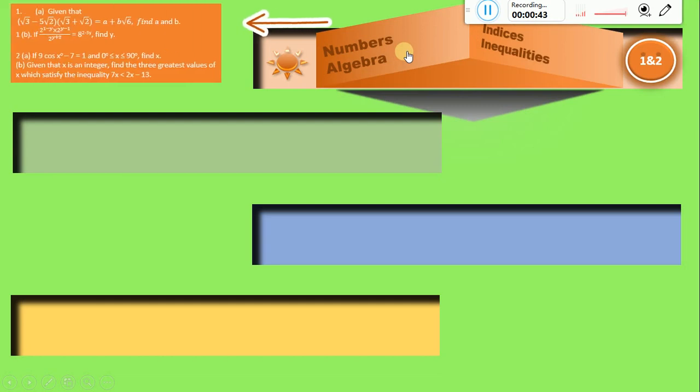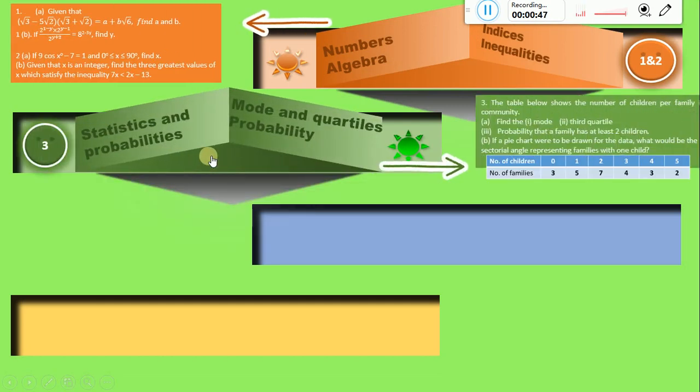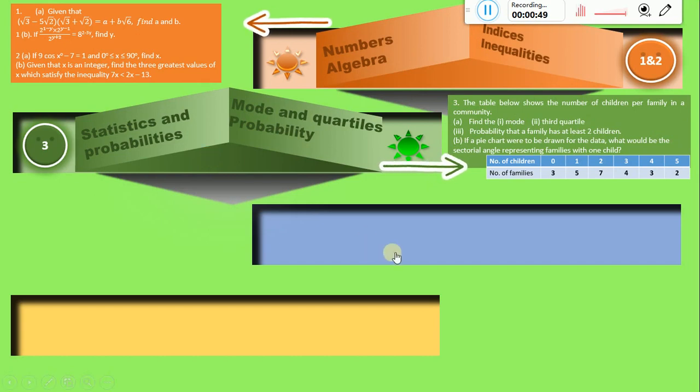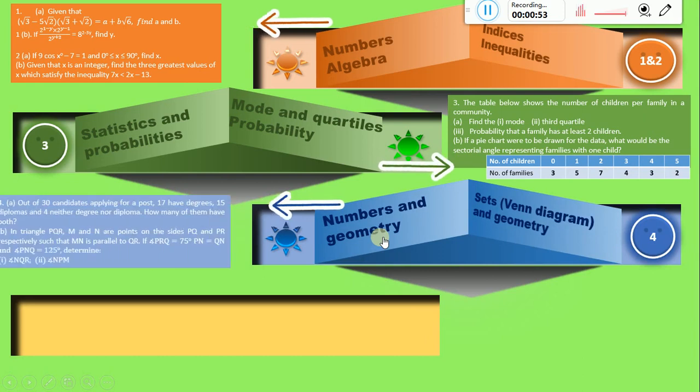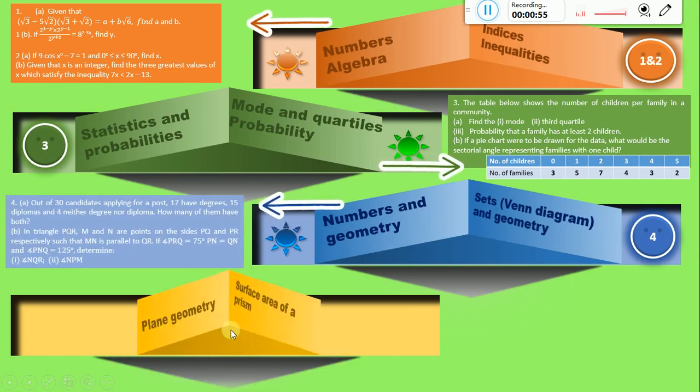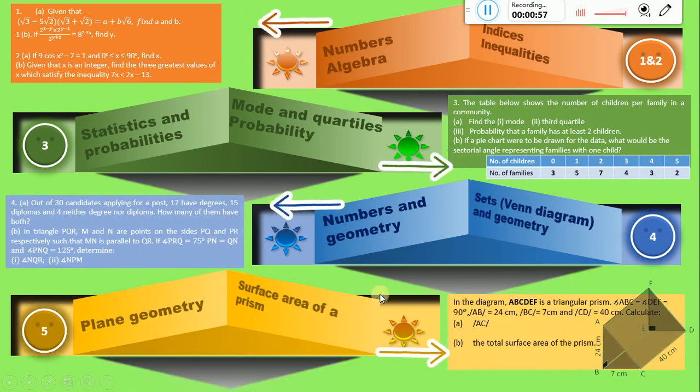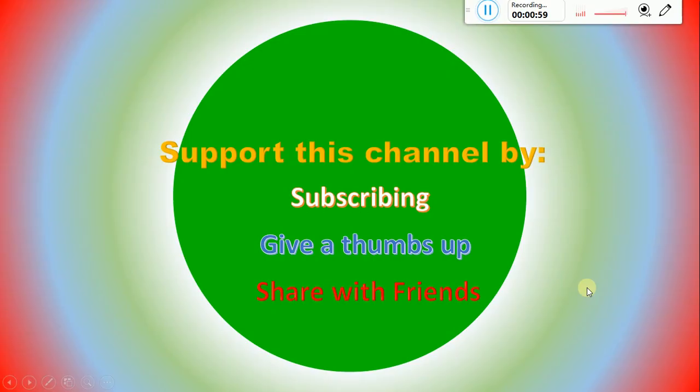These are the 5 questions we are going to be looking at today. Question number 1 and question number 3 of 2009 WAEC May-June. Question number 4. Question number 5, 2009 WAEC May-June.